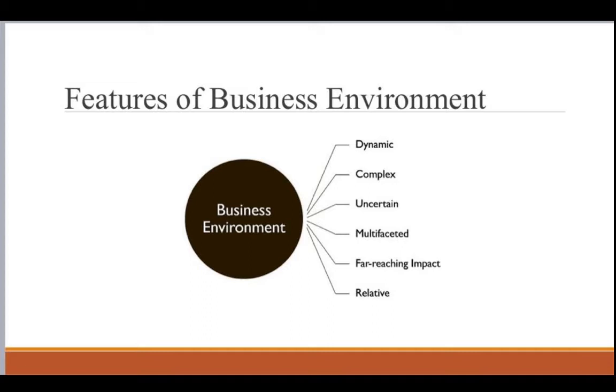Now the third is uncertain. This is totally uncertain because we can't predict what will happen in future. We can make some planning for the business environment for our organization, but we can't predict and we can't take the guarantee. We can't say what will happen in the upcoming time period. For example, corona has been the best example of this situation. It has changed the whole scenario of business environment, so we can't predict the situation in advance.